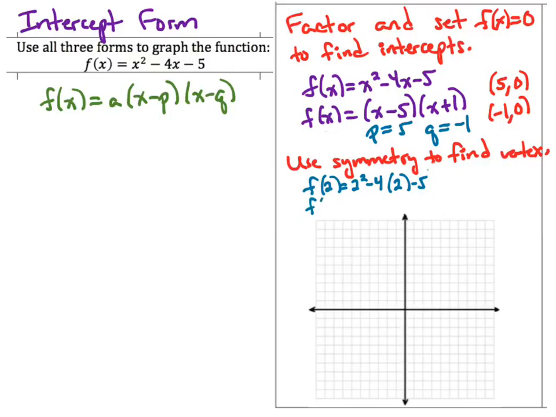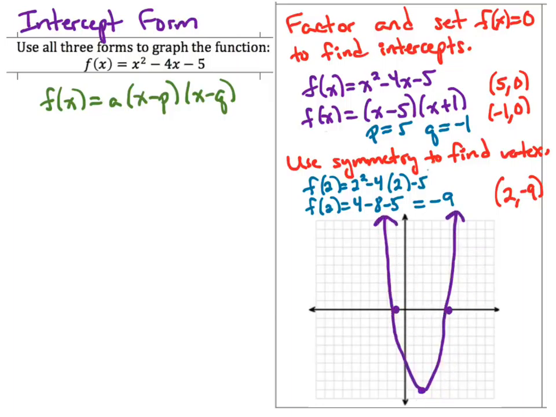Now I can just solve. So f of 2 equals 4 minus 8 minus 5, which equals -9. So when x is 2, y is -9. So there's my vertex, (2, -9). I now have 3 points. Sometimes you're going to hear use 3 points to graph the function. These are the 3 points you would want to use, intercept. So there's my vertex. There's my x-intercepts, and now I can approximate my parabola.